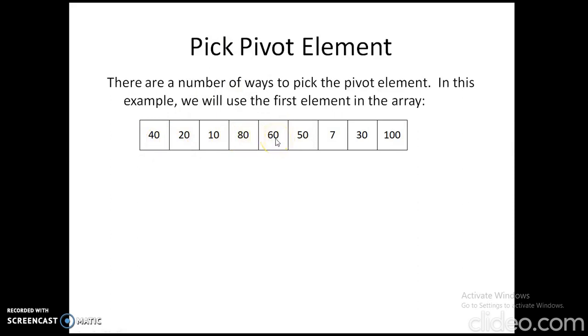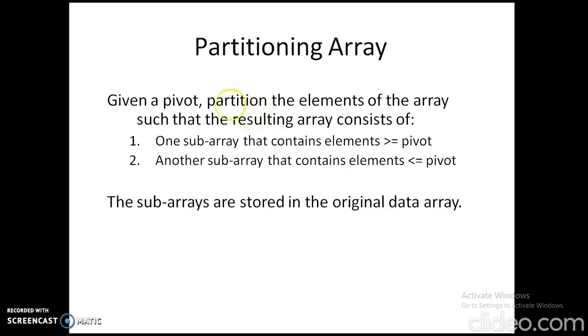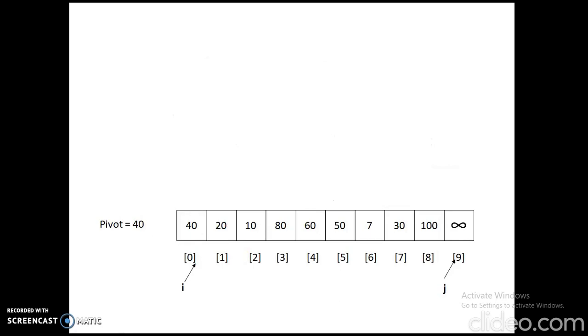So let us see how it works. Given a pivot element, we have to partition the elements of the array such that the resulting array consists of one subarray that contains elements greater than or equal to the pivot, and another subarray that contains elements less than or equal to the pivot. The subarrays are stored in the original data array only. So we don't need any temporary array to store the subarrays, they will be in the original data itself.